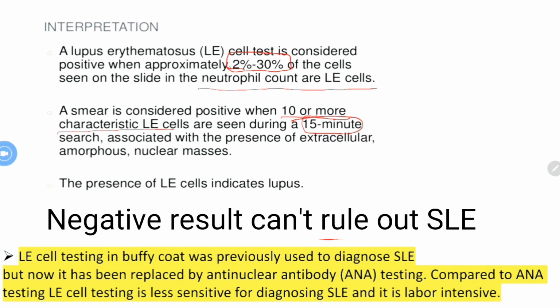So, LE cell testing in the buffy coat was previously used to diagnose SLE, but now it has been replaced by ANA, also known as antinuclear antibody testing. Compared to ANA testing, LE cell testing was less sensitive for diagnosing SLE, and it is labor intensive.